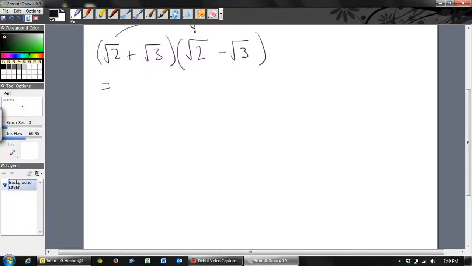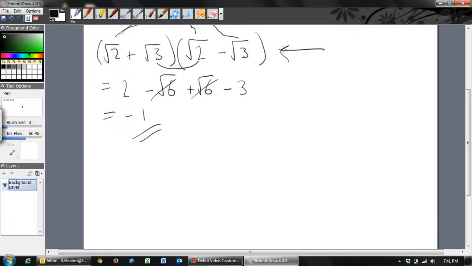So using FOIL, what's root 2 times root 2? That's 2. Can you see how that's got rid of the surd? What's root 2 times negative root 3? Well, that's negative root 6. What's root 3 times positive root 2? That's positive root 6. And lastly, what's positive root 3 times negative root 3? That's negative 3. Negative root 6 cancels positive root 6, and so we're left with 2 minus 3, and that's just equal to negative 1. Can you see how, by multiplying by the conjugate, we end up with a rational number?